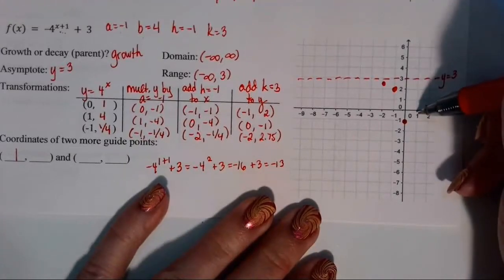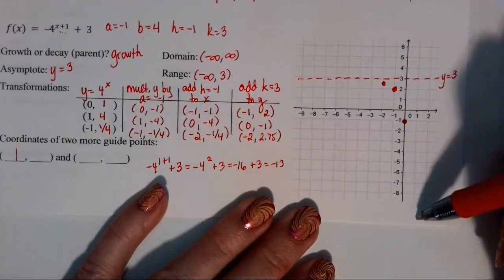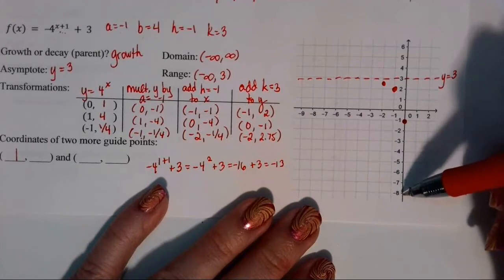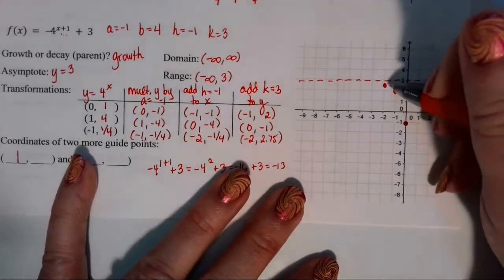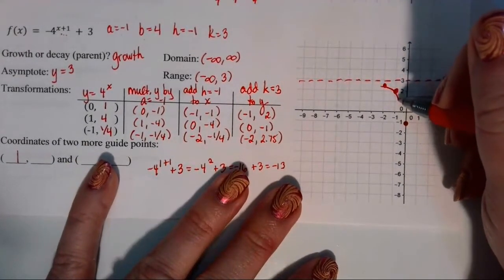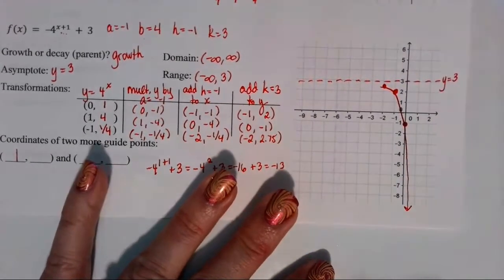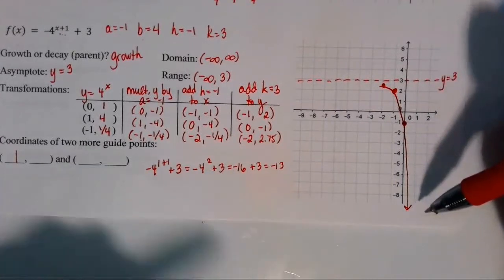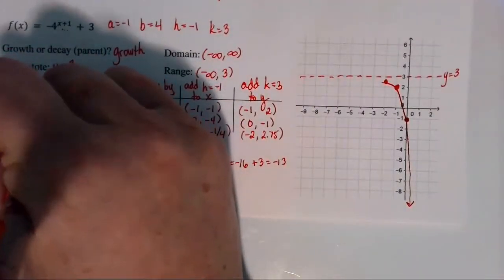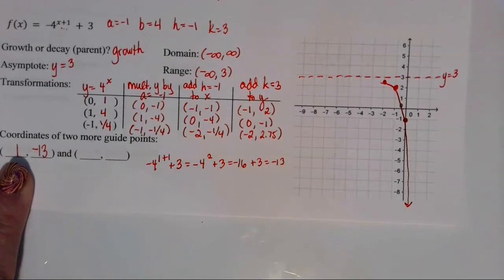So at 1, we're way down here off the graph, because our graph starts at -8. So that tells me that this is going to bend and be very, very steep as it comes down. It's not going to go past 1, because 1 is all the way down at negative 13.